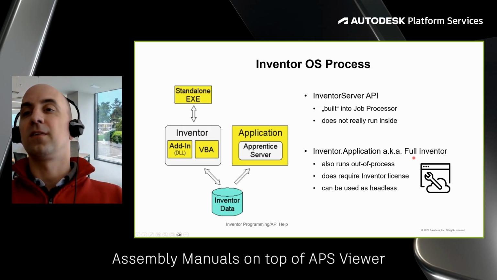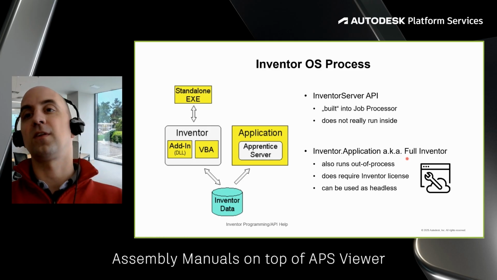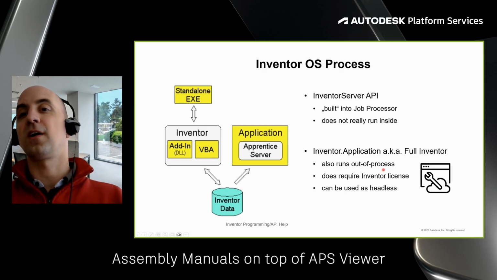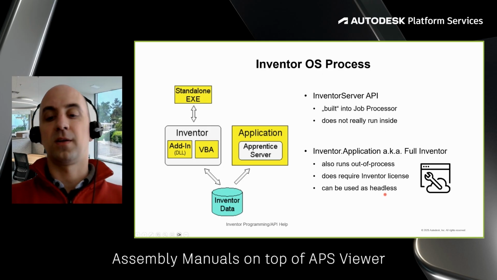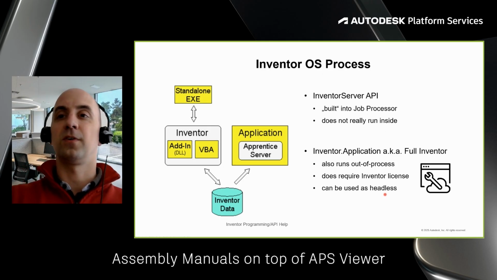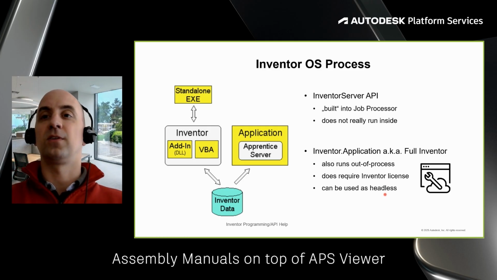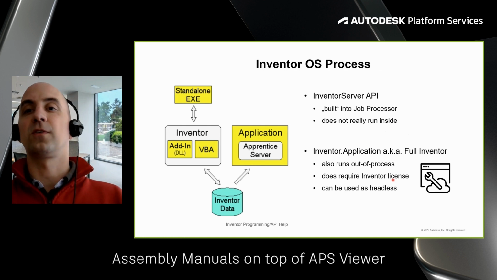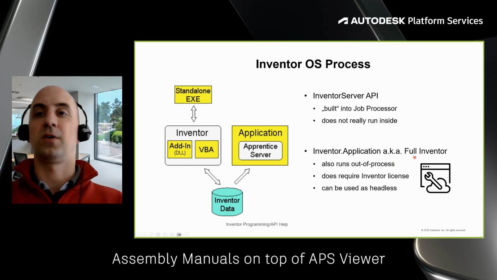And the same thing, if you use full Inventor, you can essentially instantiate it from the job processor. It also runs out of process, and it does require an Inventor license, but it's not any slower, because you can tell it to run in headless mode and not load the graphics when opening the assembly. So it's not any slower than InventorServer. The advantage of it is, of course, that it's more full-featured than the InventorServer API, which you can find is sometimes limited compared to full Inventor.